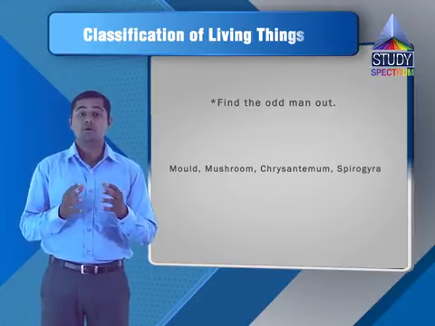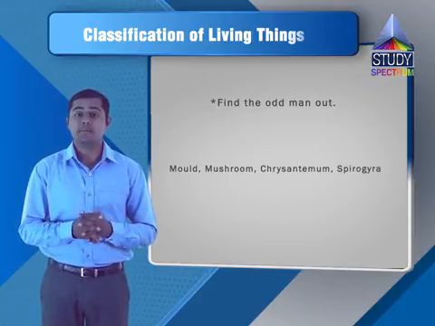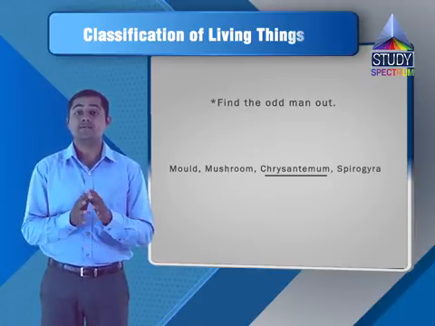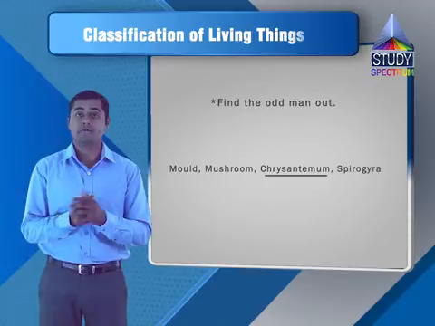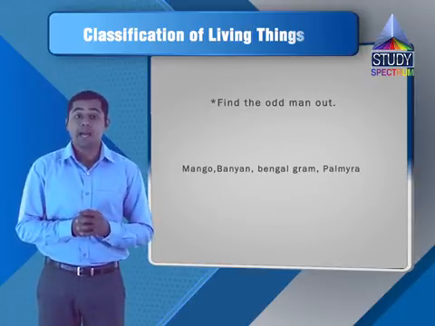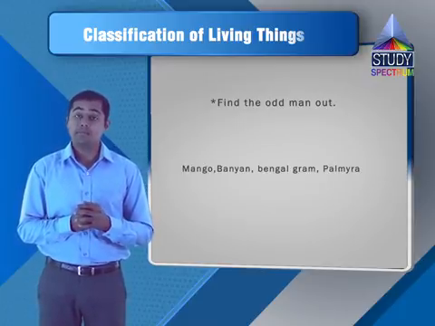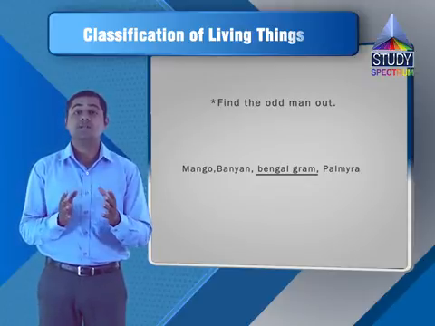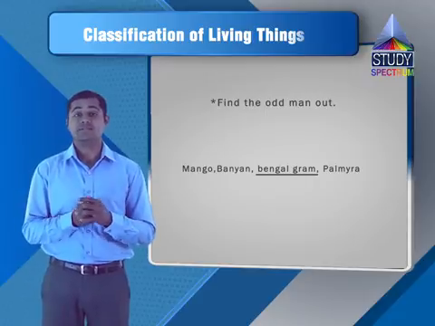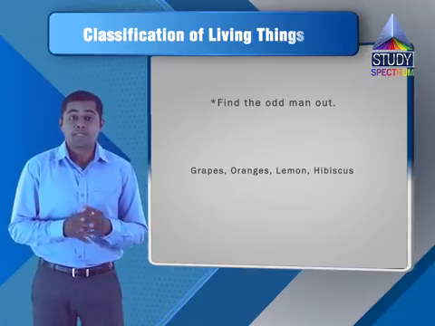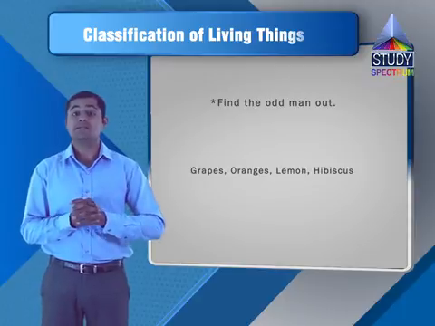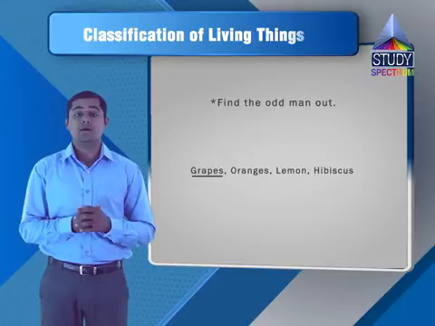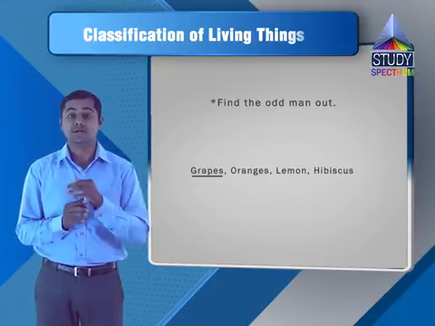First, mold, mushroom, chrysanthemum, spirogyra. The odd man out is chrysanthemum because it is a flowering plant, other are non-flowering plants. B. Mango, banyan, Bengal gram, palmyra. Of course, Bengal gram is odd man out because all others are trees. Bengal gram is a herb. C. Grapes, orange, lemon, hibiscus. Grape is the odd man out because it's a climber. Orange, lemon, hibiscus are the shrubs.